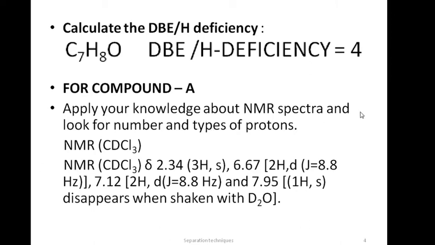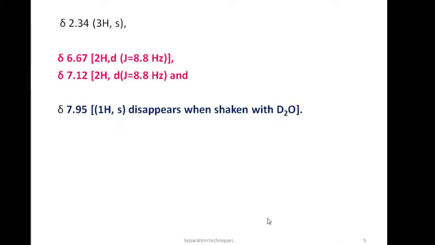Hence, we have to apply our knowledge and find out what type of protons are there. So we have to split those values. I have split it into 3 different types. Delta 2.34, corresponding to 3 protons, and it is a singlet. Delta 6.67, corresponding to 2 protons, is a doublet with J value 8.8 Hertz. Delta value 7.12, 2 protons, is a doublet with J value 8.8 Hertz. And the last one was 7.95, corresponding to 1 proton, and it was a singlet.